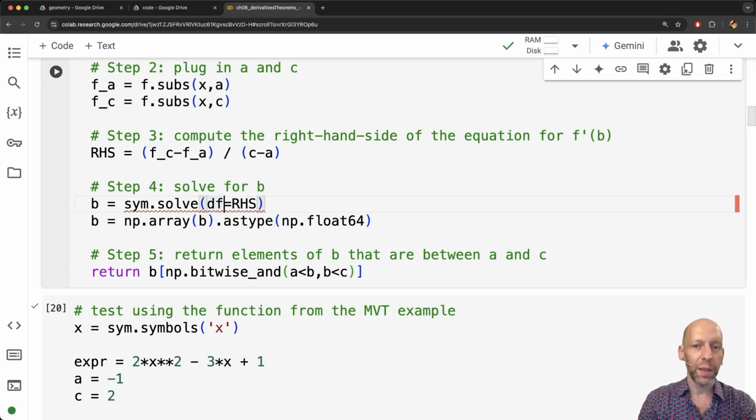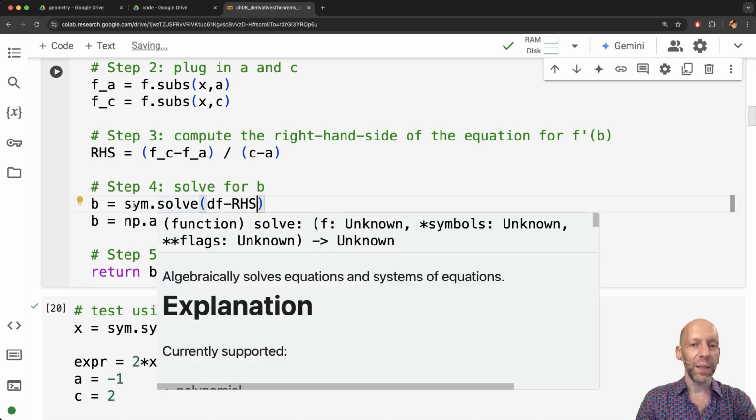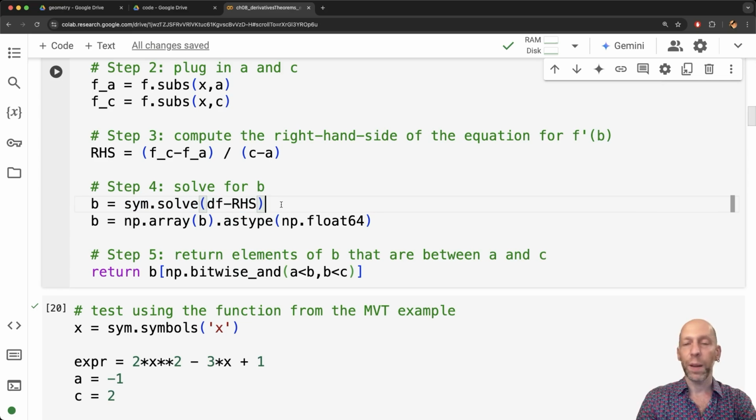What you can do is subtract the right-hand side from both sides of the equation and set it equal to 0, and that is implicitly the way that sim.solve is going to work for one input. Then, as a reminder of the concept of the mean value theorem, the values of b that solve this expression are the x-axis values where the derivative of the function equals the slope of the secant line.